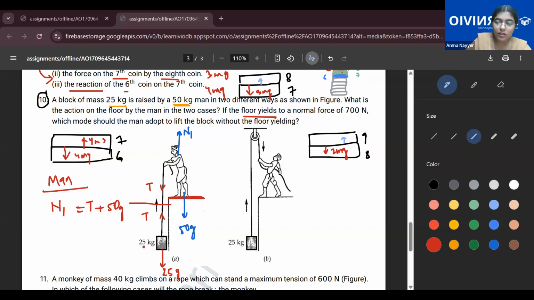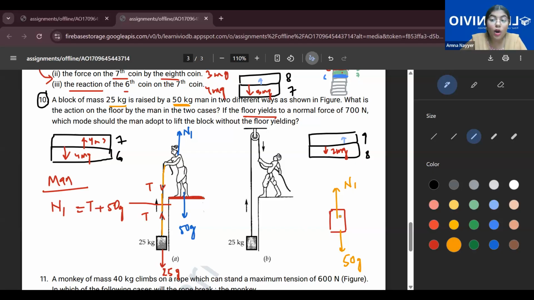Ma'am, can you explain this again? See, just look at the man. If I talk about the man, let's say I am drawing all the forces that are acting. So above is the normal reaction N1 acting. Aisha, downwards is the person's weight acting, 50g. 50g means not 50 grams, 50 into 9.8 meters per second square. Mg. And see, there is one tension also acting due to this rope. Due to this rope, tension will also be acting.